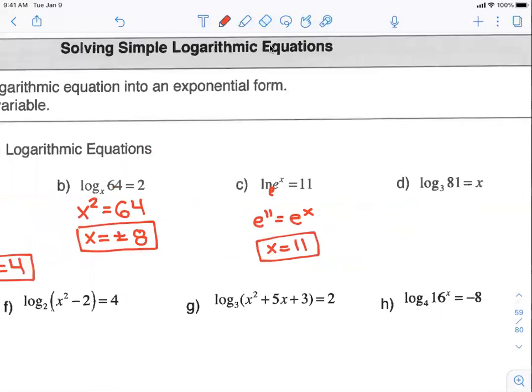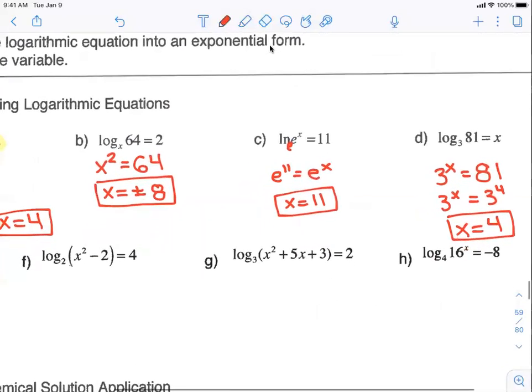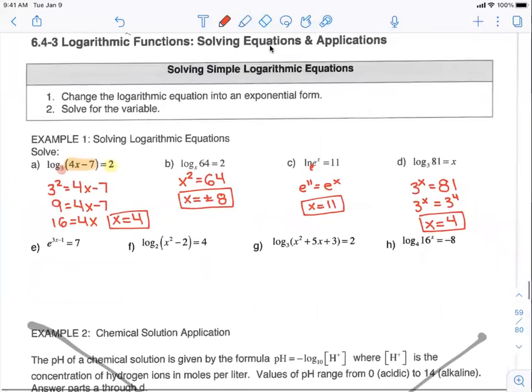All right, welcome back. 3 to the x power is 81. So that's going to be x is 4. Or if you want, you can get them to be the same base. Doesn't matter if you have this step or not. But either way, 81 is the same thing as 3 to the 4th, so x is 4. Again, that middle step is kind of optional because a lot of people just know 3 to the 4th is 81. They don't need to show that line of work.